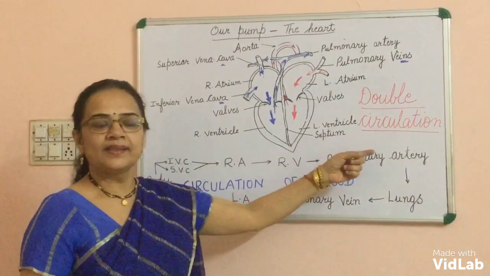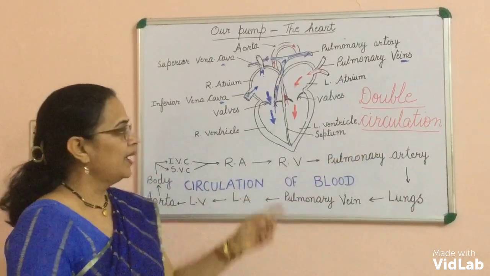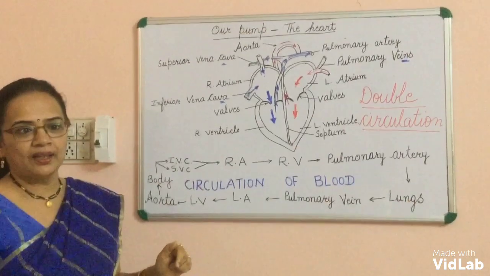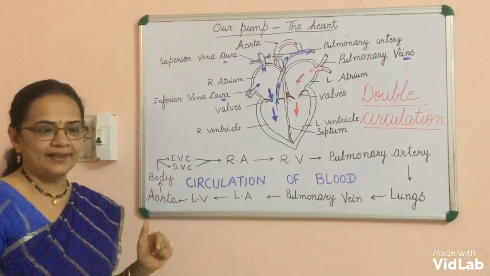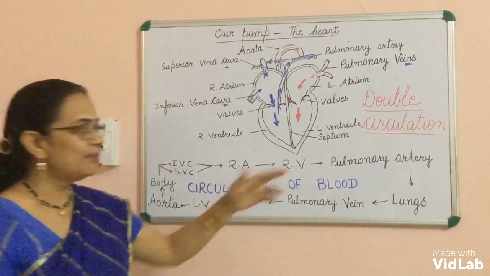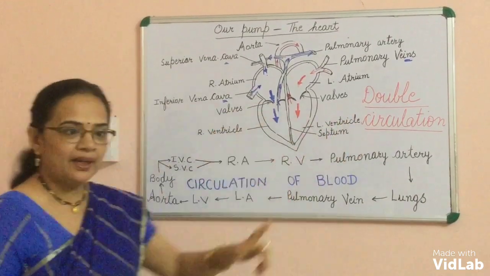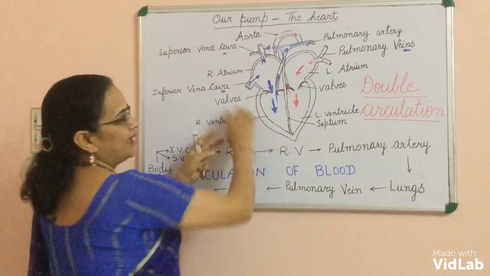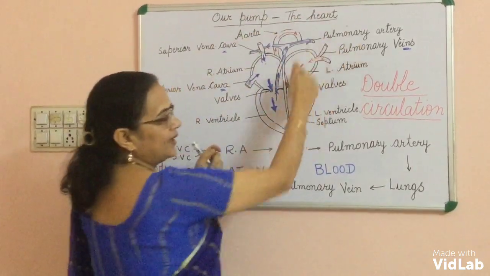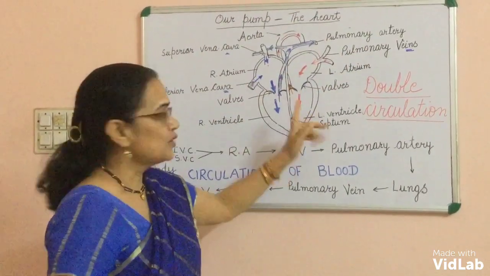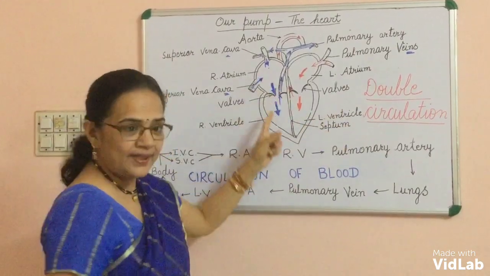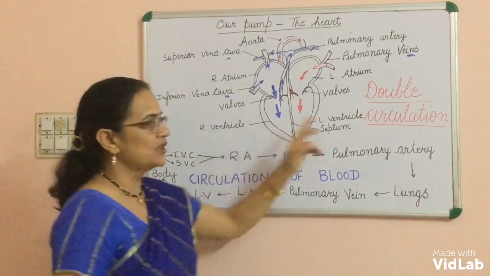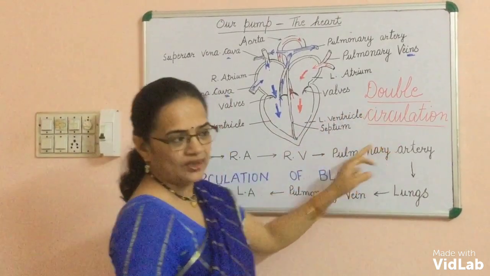Now what is double circulation? The blood passes twice through the heart to complete one cycle, that is known as double circulation. The blood passes twice, first through this right side, and then it goes to the lung, and then again it comes towards the left side. So blood passes twice through the heart to complete one cycle. This is known as double circulation.